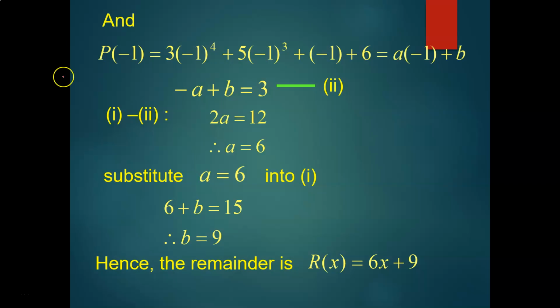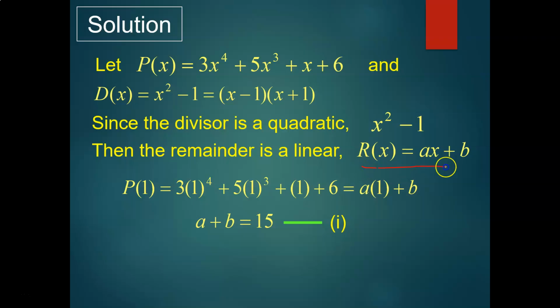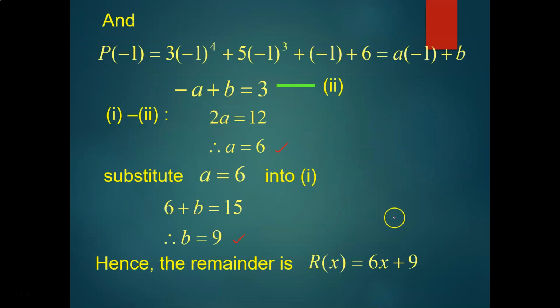Second equation, you're going to obtain by substituting negative 1 into the polynomial. Sama juga. Okay, you obtain second equation. So when you have two equations, you perform simultaneous equation, persamaan serentak, you obtain a minus 6, a equal to 6 and b equal to 9. So, kita dah ada a and b dan kita tahu kita punya remainder dalam bentuk yang ini, ax plus b. So, kita ganti masuklah. Tadi kita kata kita punya remainder dalam bentuk ax plus b. Okay. So, your a is 6, your b is 9.